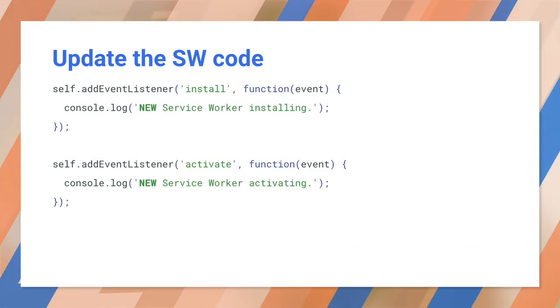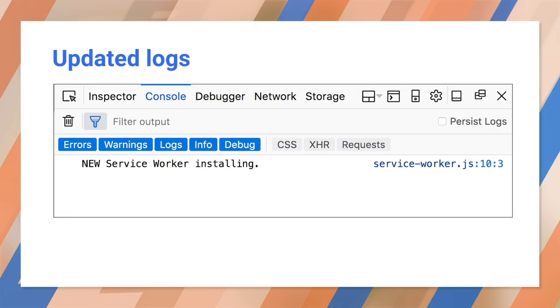Let's see what happens when we update the service worker with new code. When I switch back to the browser, you can see that nothing has changed yet. It's the same console messages as before. Now, I can reload the page. Look at the console log. The browser saw that the service worker changed and it's being reinstalled. Now, notice that it hasn't been activated yet. The old service worker is hanging on until the next reload.